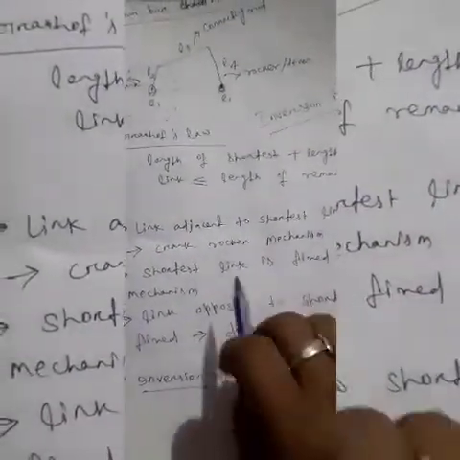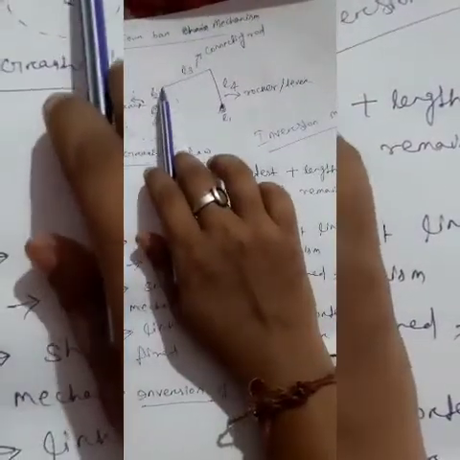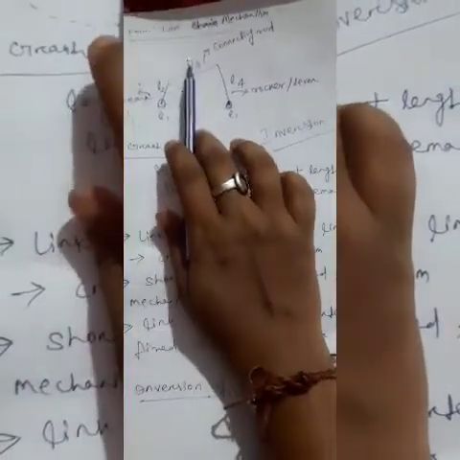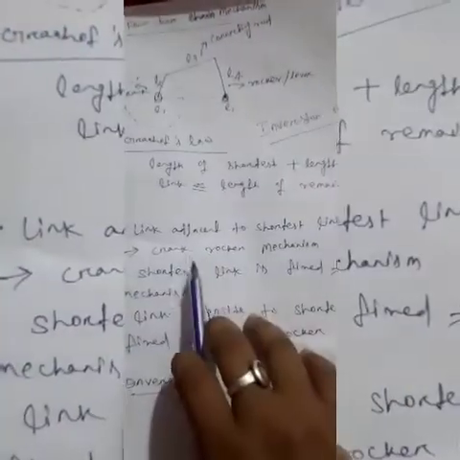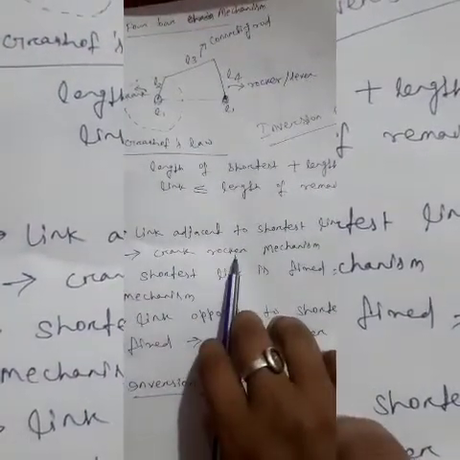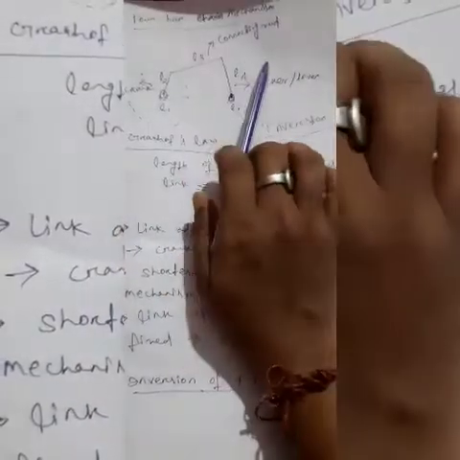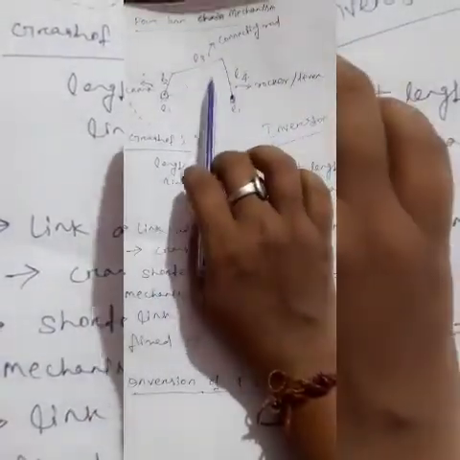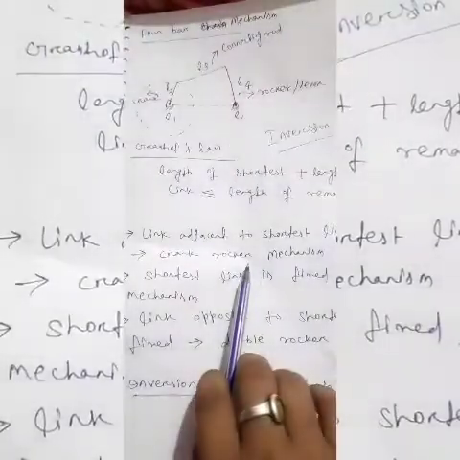So in a 4 bar chain, if the link adjacent to the shortest link is fixed, that is, this is the shortest link here, so the link adjacent to the shortest link, meaning this one or this one, will be fixed, then that kind of mechanism is known as crank rocker mechanism. In this case, one link will complete 360 degree revolution, and one link will form a turning pair. It will rotate, but it will not complete 360 degree rotation. So one link will be crank and another will be rocker.